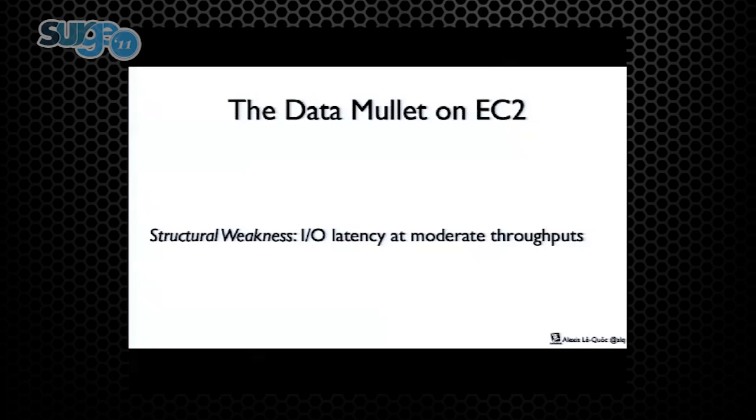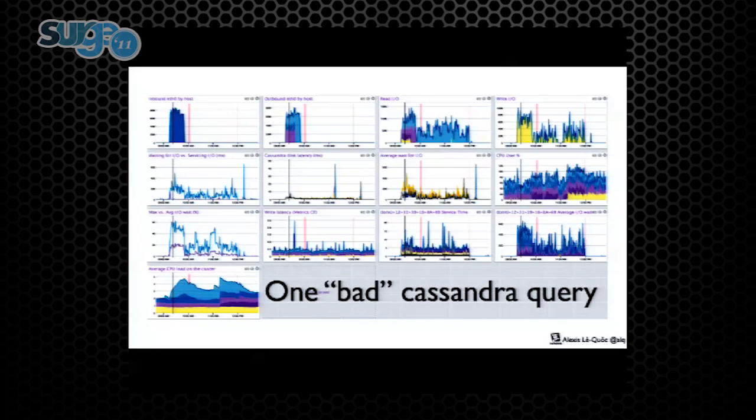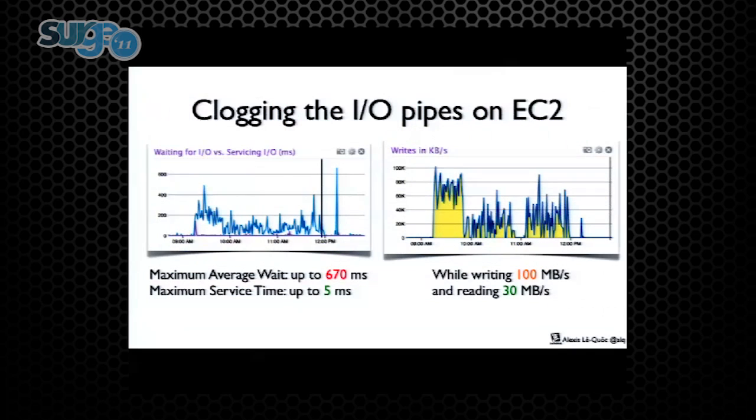So latency at moderate throughput was really bad. We got to see stuff like a huge spike out of nowhere, and oh shit, what's happening? And it turned out we're just asking for data in the wrong way. It was really easy for us to clog the pipes.